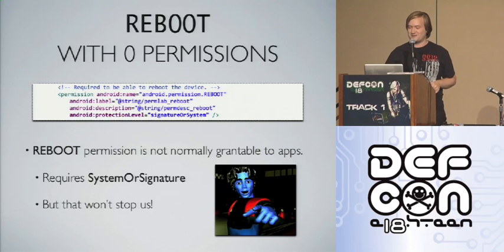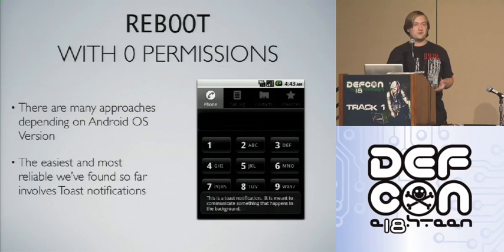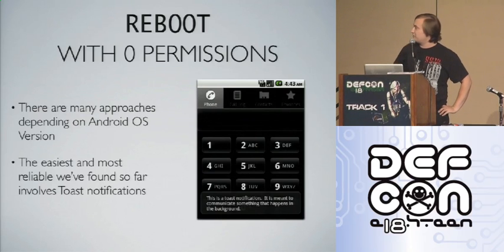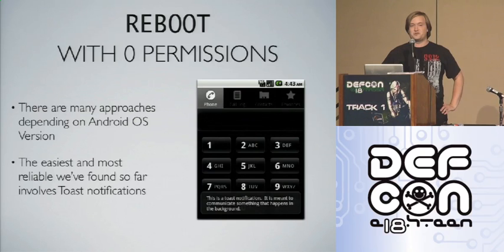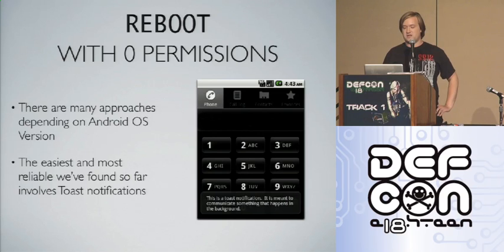But Bob isn't going to stop us. There are a couple different approaches to do this. The easiest one involves toast notifications. A toast notification is a way to notify you of something that goes on in the background. So in this case, you're in the keypad activity, and a toast pops up to tell you about something else that's going on in the OS that some other app is doing.